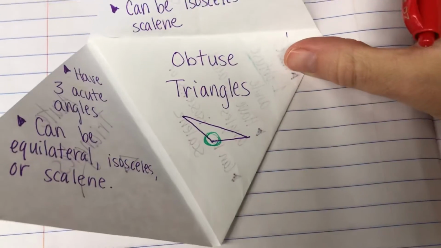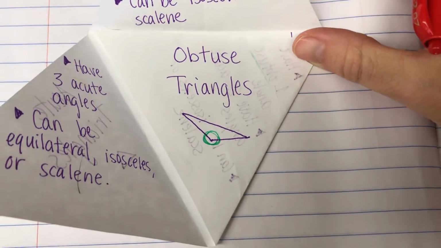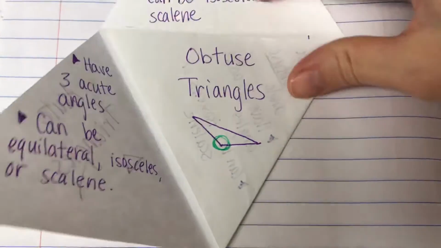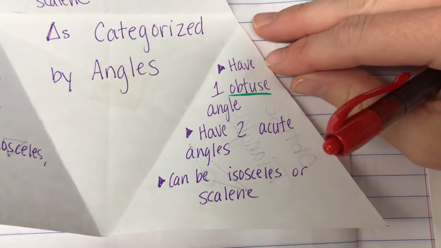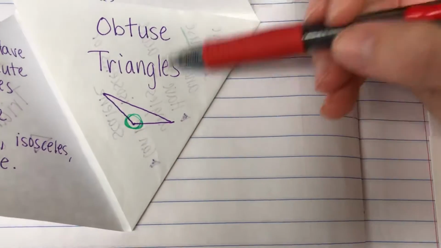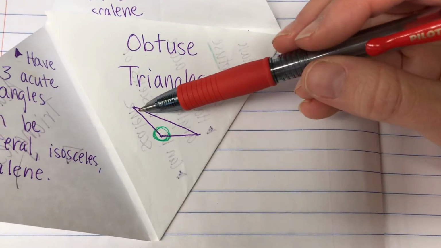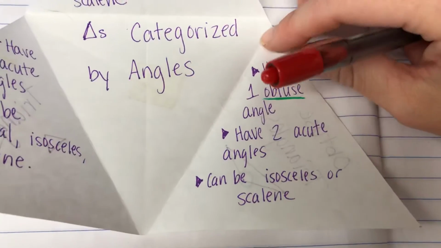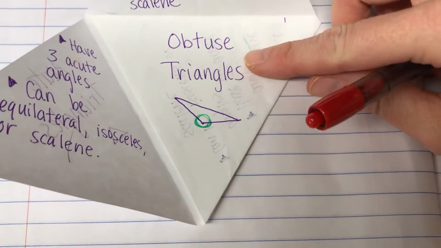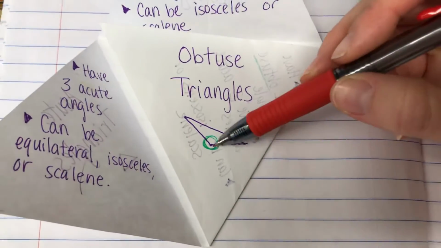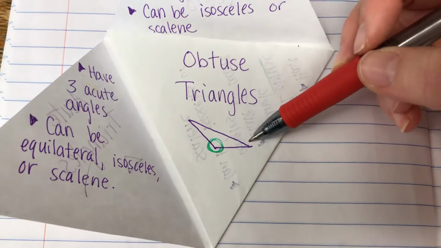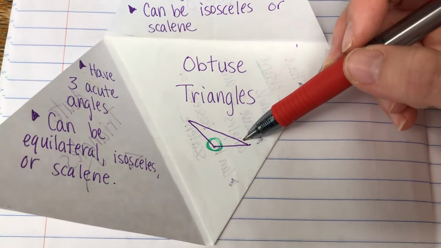Another kind of triangle is an obtuse triangle. I've emphasized the obtuse angle here. An obtuse triangle has one obtuse angle and two that are acute. So that's these other two, right here and right here. Those are acute. And it can also be isosceles or scalene. This one looks maybe like it's isosceles because these two sides look like they're the same length, and then this third side is a different length.